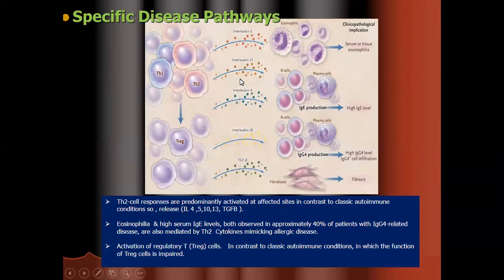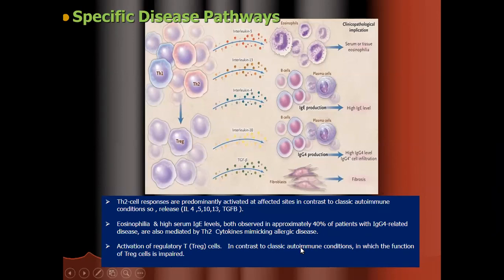Interleukin 13 is responsible for development of B cells and plasma cells with IgE production. Serum level of IgE is raised in about 40% of cases of IgG4 related disease, in contrast to typical classic autoimmune disease. So eosinophilia is a feature. High serum IgE level observed in approximately 40% of patients is also mediated by T helper 2 cytokines, mimicking allergic disease, but only in 40% and in 60% this feature is not there. So I cannot categorize this as allergic disease.